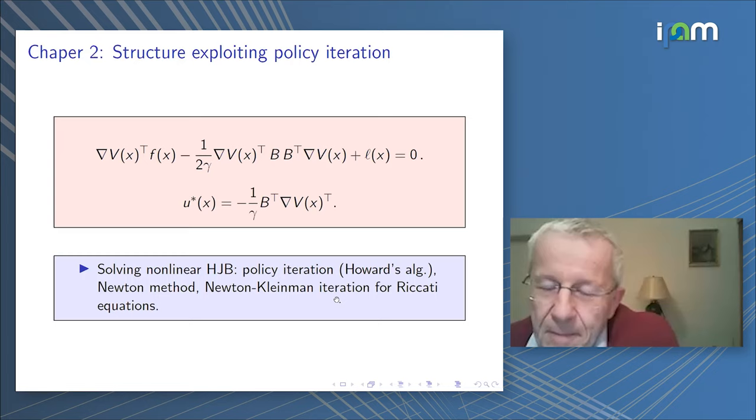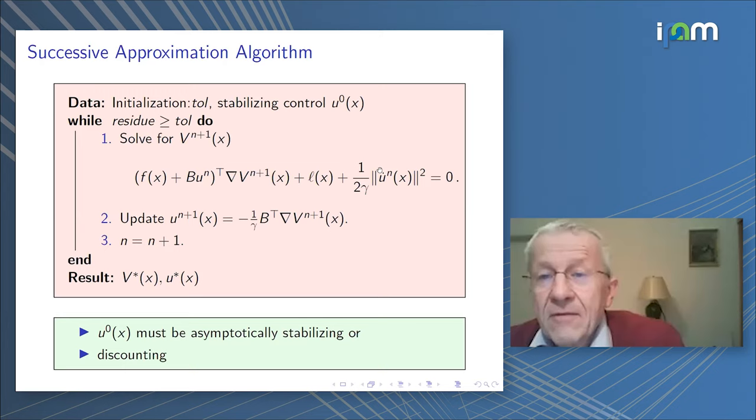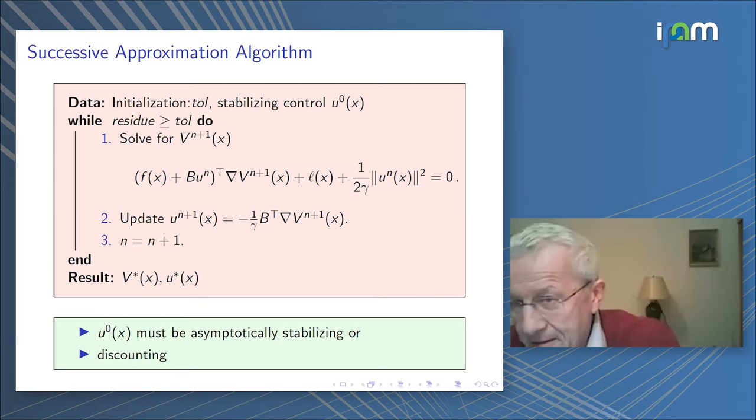Okay. So let's write down the policy iteration algorithm. We need to initialize with a stabilizing control. That's a condition, sometimes a drawback. And then we iteratively solve. As soon as we know already u_n, we solve the linearized equation for v_{n+1}. It's still a high order hyperbolic equation, but linear. We update the control when we iterate.